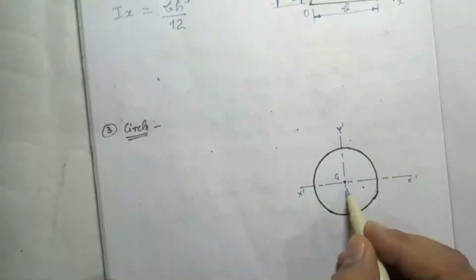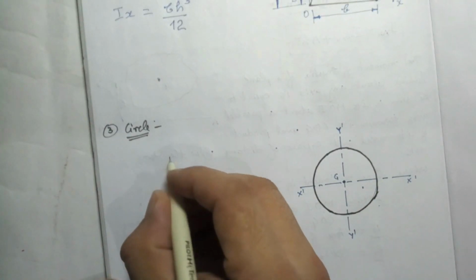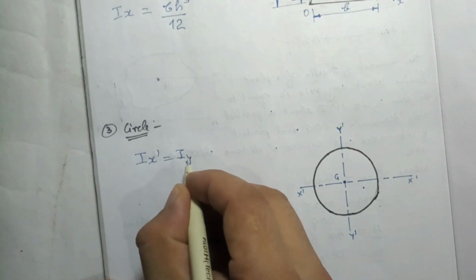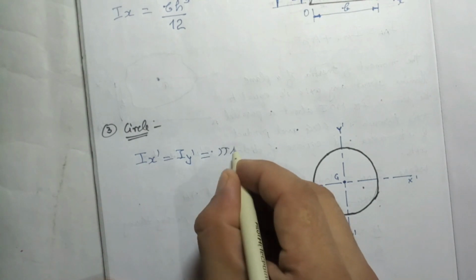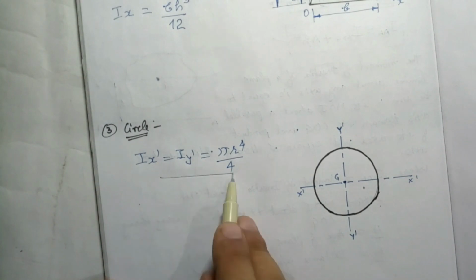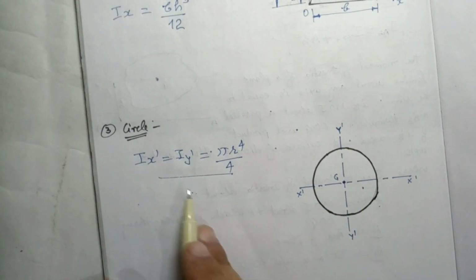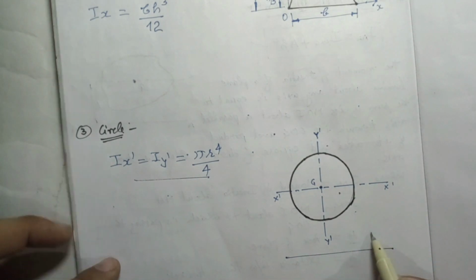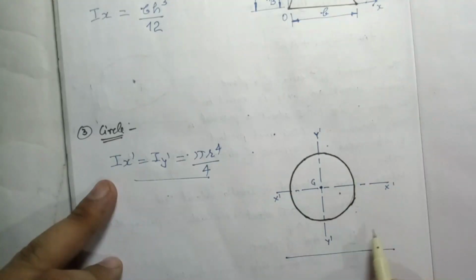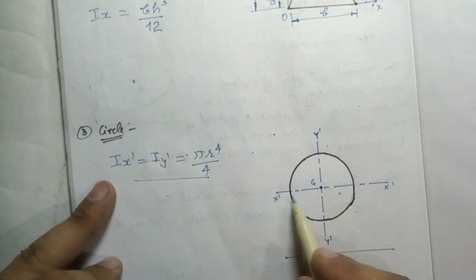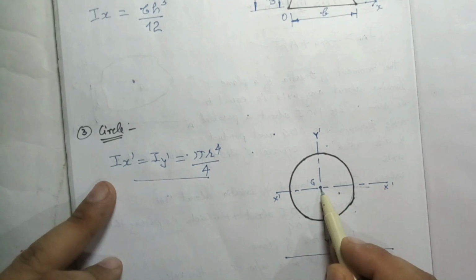Now for a circle, the moment of inertia about the x-axis or y-axis is the same, equal to pi r power 4 by 4. So this is the formula, same for x and y axis. After that, if you want to find out about any axis outside, then we can apply the parallel axis theorem. Anywhere we can find it out. These are the formulas to find the moment of inertia about the axis passing through the center of gravity. This G is the center of gravity.